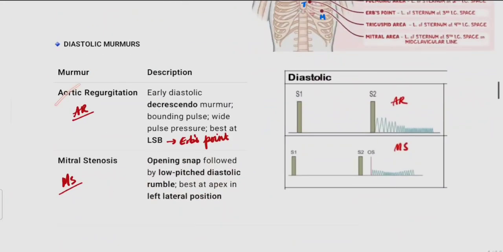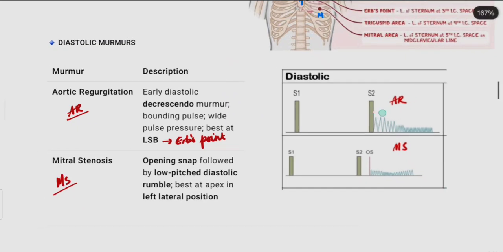Next you have aortic regurgitation. How did we remember diastolic murmurs? Diastolic murmurs are about the ventricle getting filled, so it will be stenosis of this valve, that is mitral stenosis, and regurgitation of this valve, that will be aortic regurgitation. And we remember it's decrescendo. It's not on the right, whereas aortic stenosis was on the right. So this will be on the left, left sternal border. And we remember it is Erb's point.